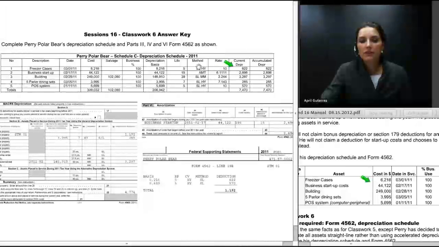So here we have straight line half year with 5-year life. The rate is not going to be 20% because we're not claiming double declining balance. We're claiming straight line. So the rate goes to 10% down from 20. That gives us a current depreciation deduction of $622. Amortization is unchanged on the business startup costs, and we're already straight line on the building, so that also is the same. Moving over to the parlor dining set and the point of sale, those amounts are adjusted to the straight line method, and the depreciation is essentially half what it was on Classwork assignment number 5.